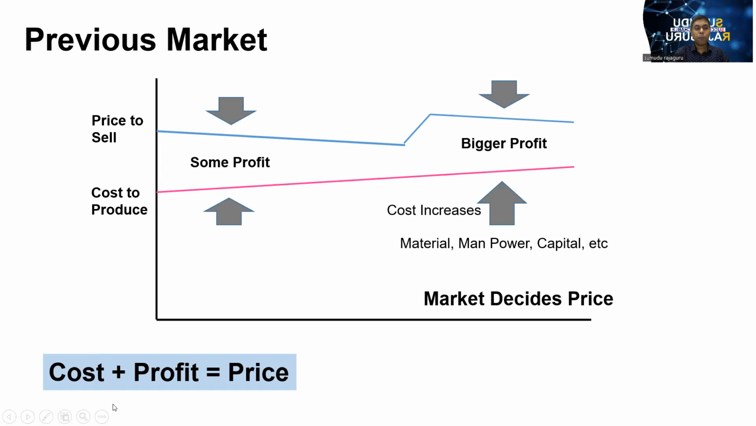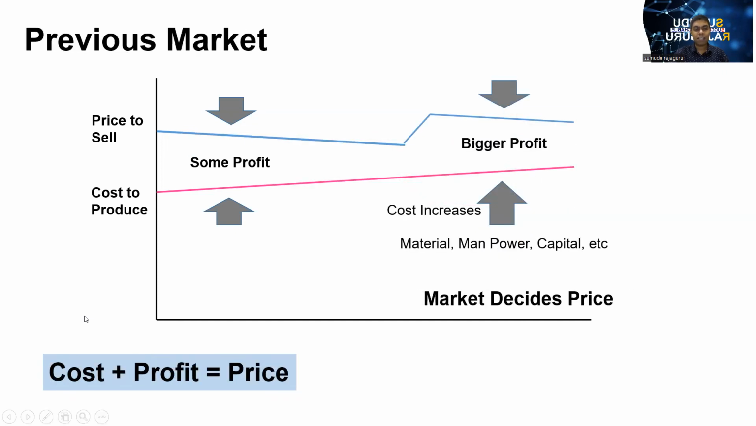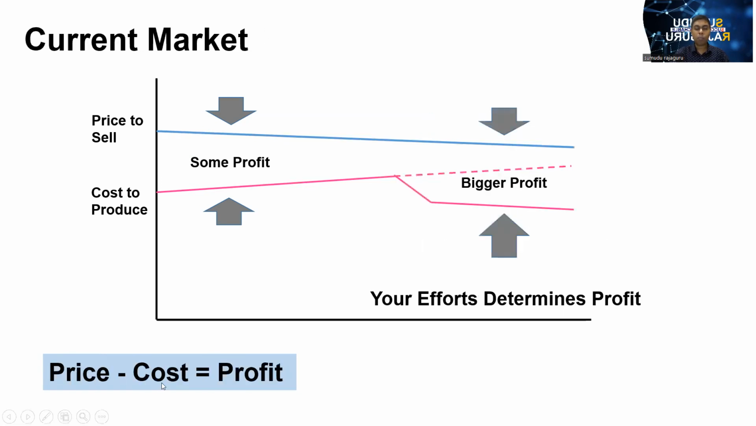Price is already defined by the market. So if you want to increase the profit, the only way is to change this equation. The previous equation is like this. Now we have to take the cost part to the other side, then profit equals price minus cost.